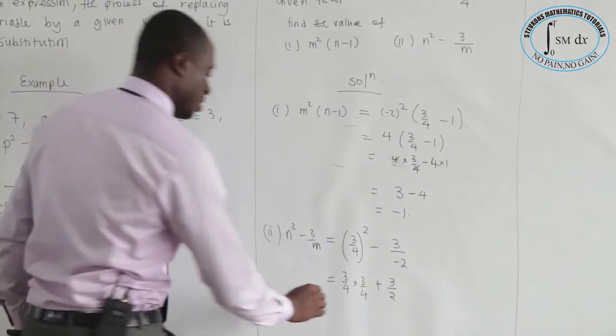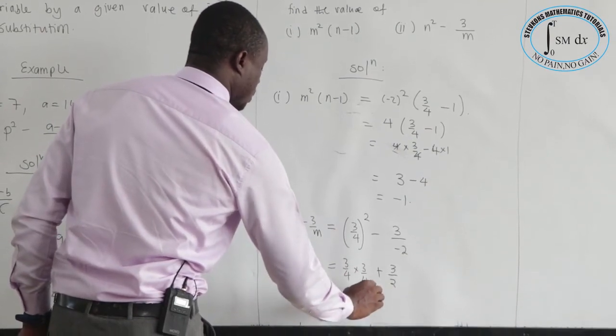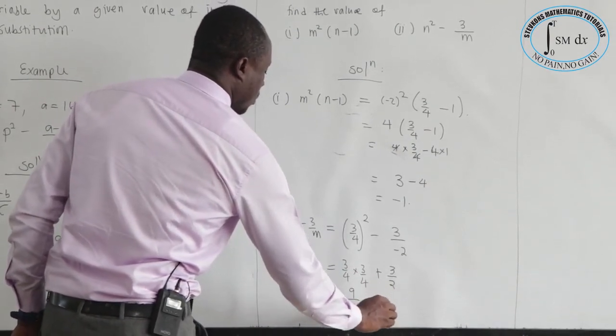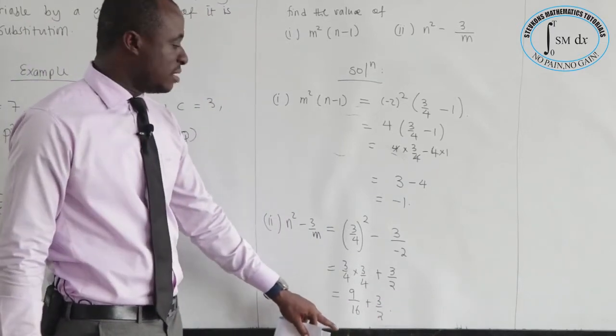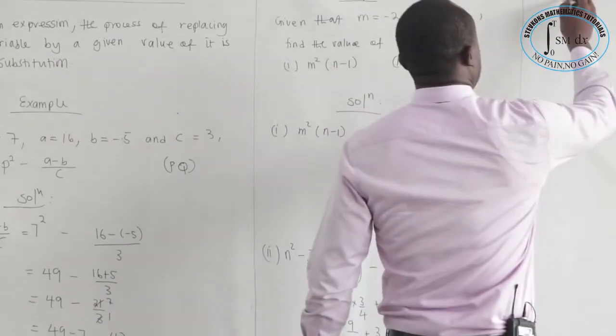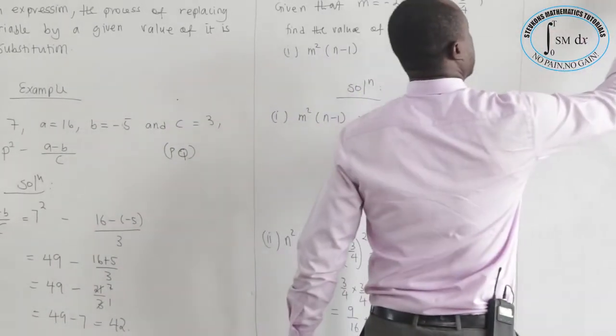What is 3 times 3? 3 times 3 is 9. What is 4 times 4? That is 16, plus 3 all over 2. From here, we can find the LCM. Now, what is the LCM of 16 and 2? The LCM is 16.